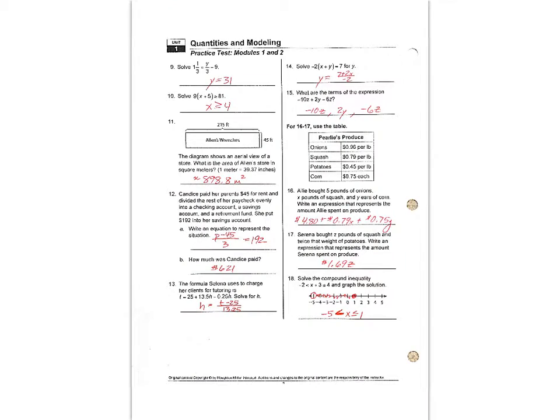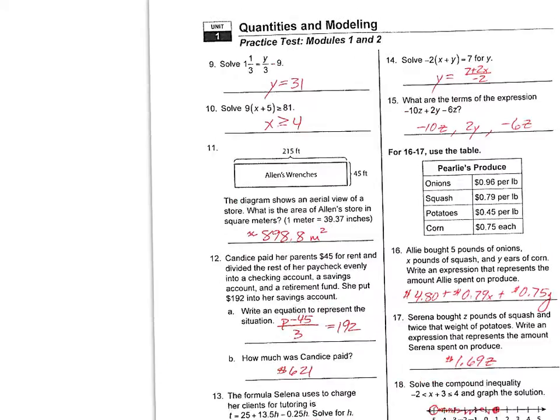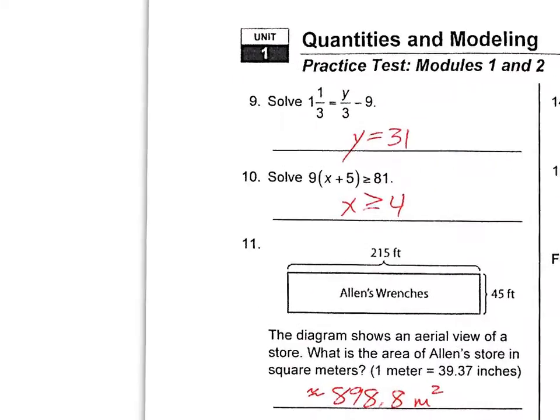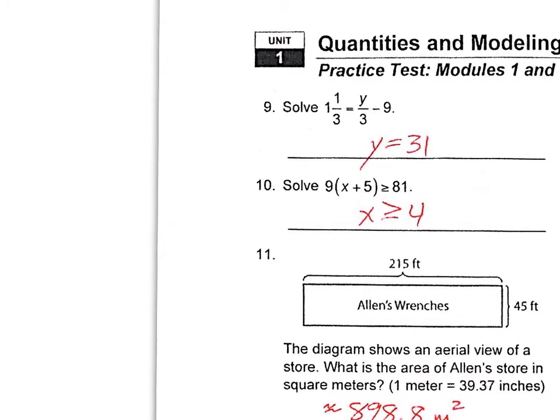The back page. I'm going to do the same thing. I'm going to work the left-hand side here. All right, this one says solve. So we have 1 1/3 equals y over 3 minus 9.